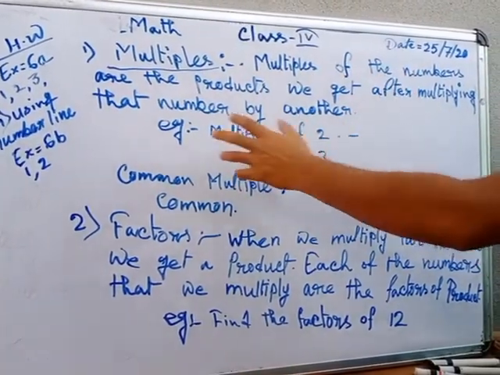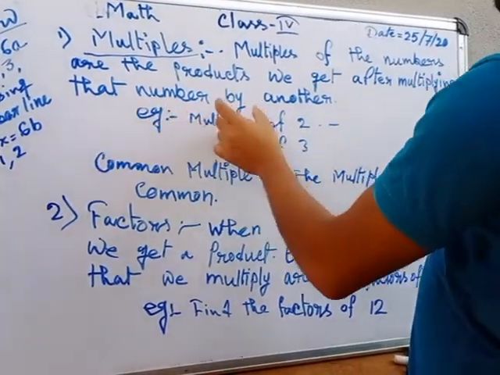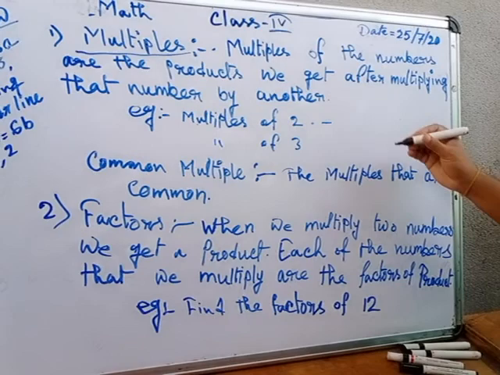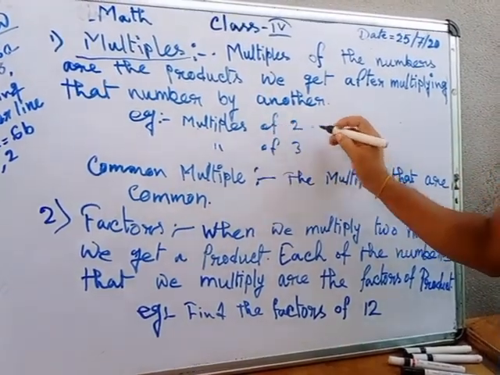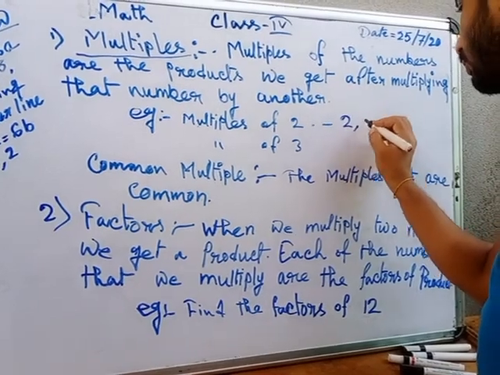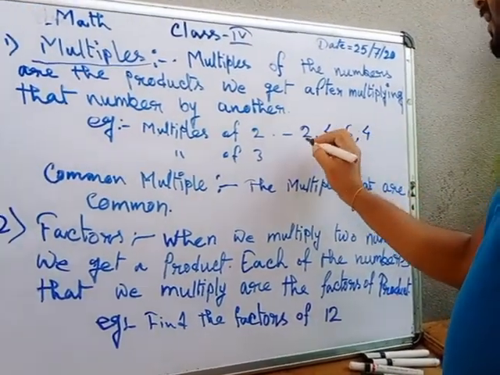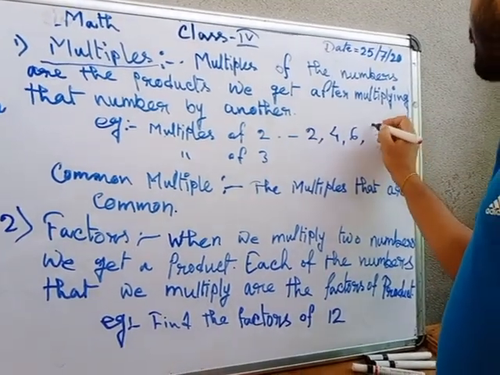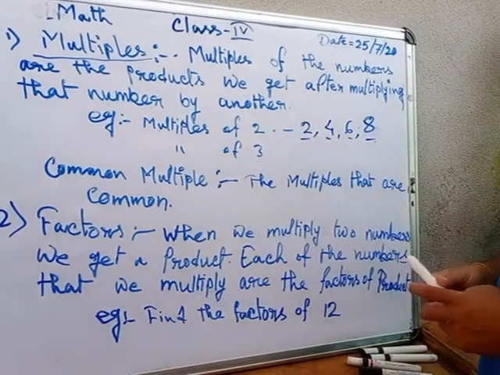Multiples of a number are the products we get after multiplying that number by another number. That means the multiples of 2 will be: 2 1s are 2, 2 2s are 4, 2 3s are 6, 2 4s are 8, like this. That means 2, 4, 6, 8 are the multiples of 2.